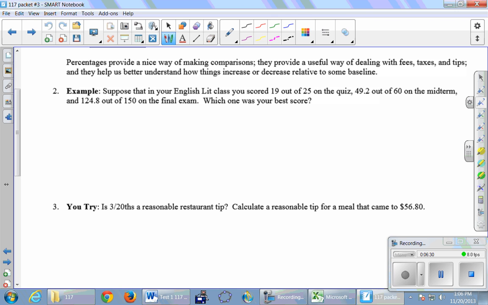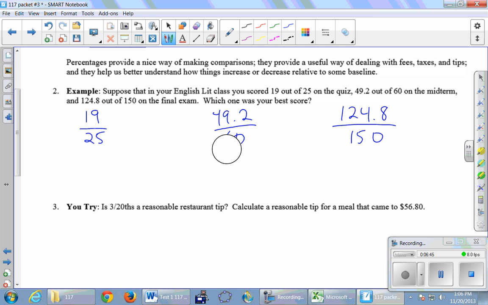Okay, thank you. So I'm just going to write these as fractions with a little bit of space in between. So 19 out of 25, 49.2 out of 60, and then 124.8 out of 150. And it's not so easy to tell which one was the best, right? What makes it hard to compare these fractions? Not out of the same denominator. So what you could do is get the least common denominator, but instead we all decide to use the same denominator of 100, which is just our baseline. So we're going to make everything out of 100.